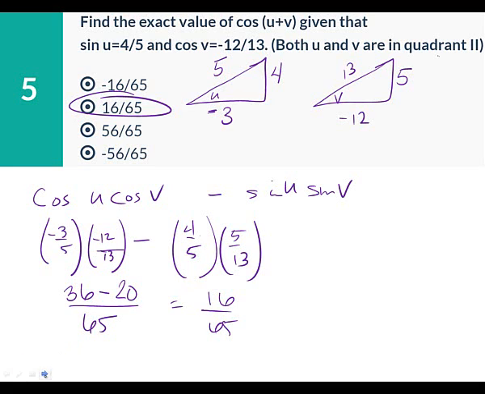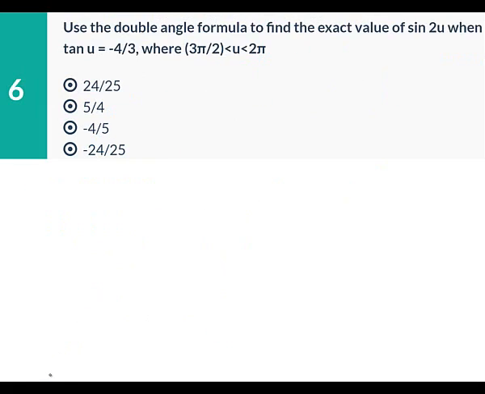All right, we good with 5? Okay. Number 6 says, it actually explicitly says, which formula are we supposed to use here? Double angle, okay? So you need to go find the double angle formulas. It wants us to find the double angle for what? Sine. So I'm going to do sine of 2u.